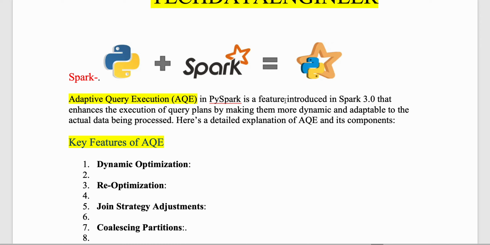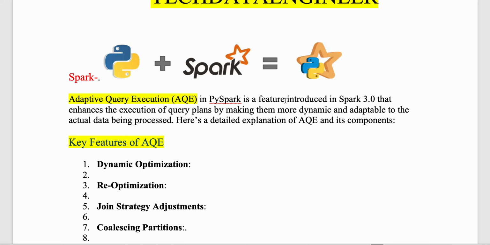So in dynamic optimization, first it stores the data statistics at the initial static time. Then at dynamic time, when it is running the job, it collects the data and plans accordingly.